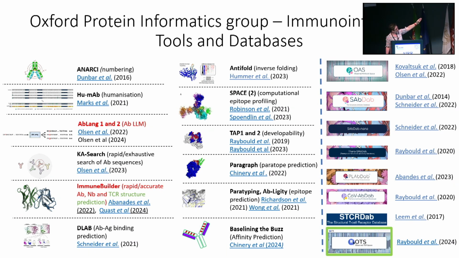profiling, so looking at where you can tell where the epitopes that things will bind to are, looking at the developability, can you predict whether this antibody will be good as you try and progress it to the clinic, predicting the paratope, predicting the epitope in another couple of ways, and then something about predicting affinity.